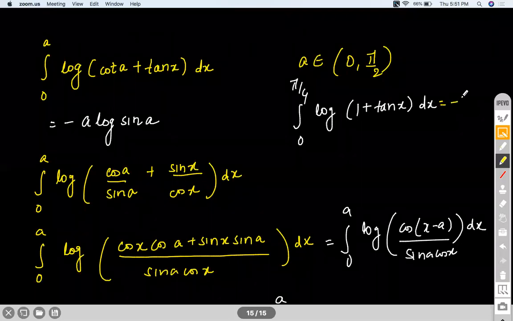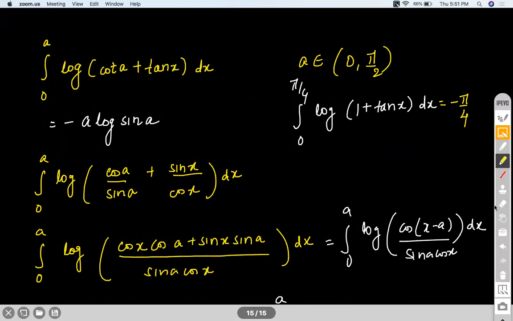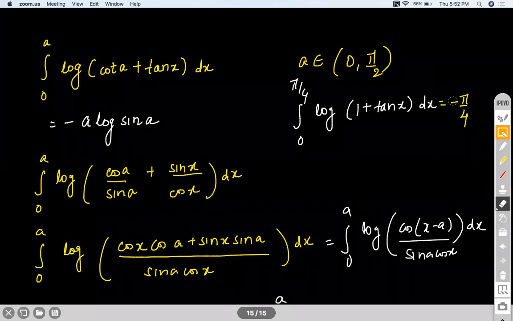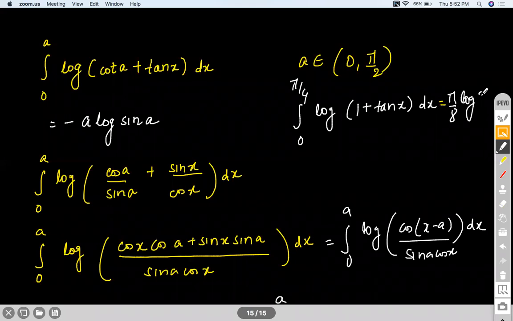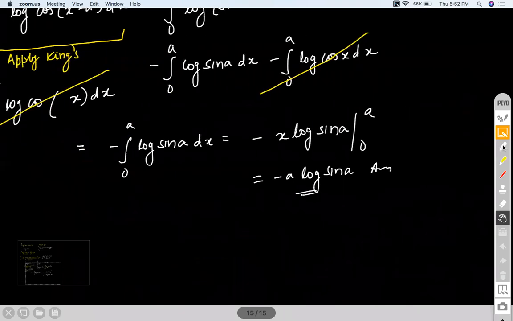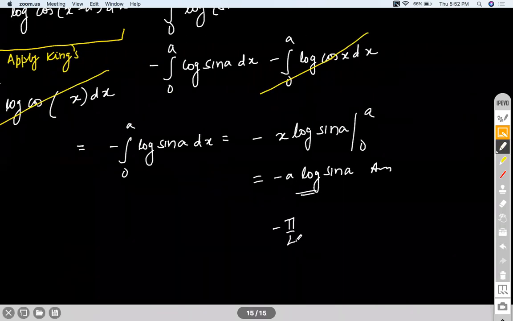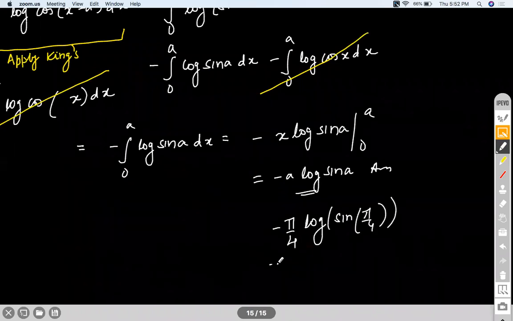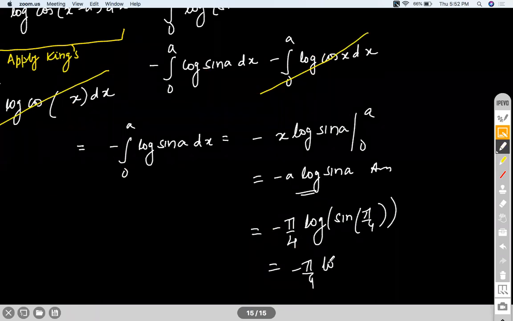minus pi by 4 log 2 root 2 or something. In fact, minus pi by 8 log 2. Yeah, log half. Or you can say like this, pi by 8 log 2. In fact, if you see, this is the same answer. If you put your a as pi by 4, it becomes minus pi by 4 log of sine pi by 4, which is nothing but minus pi by 4 log of 1 by root 2. That's nothing but pi by 8 log 2.